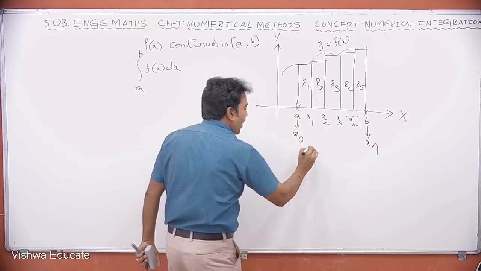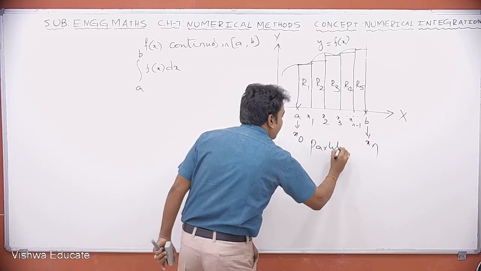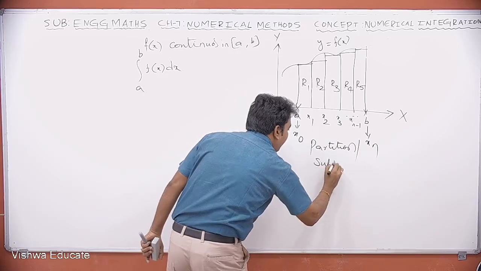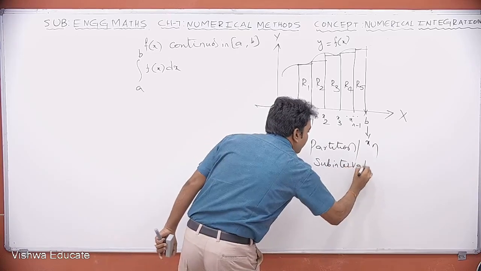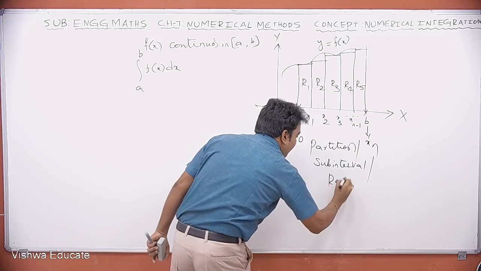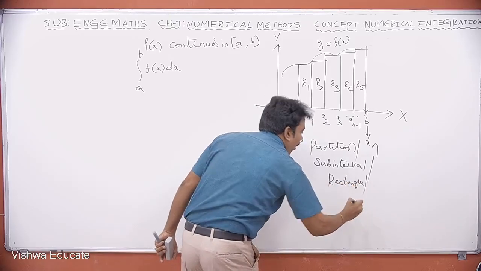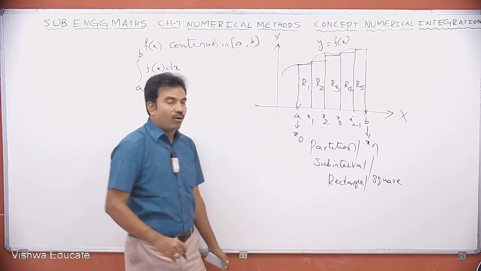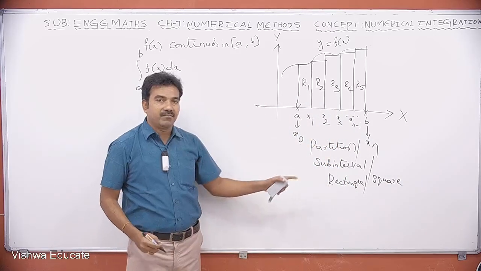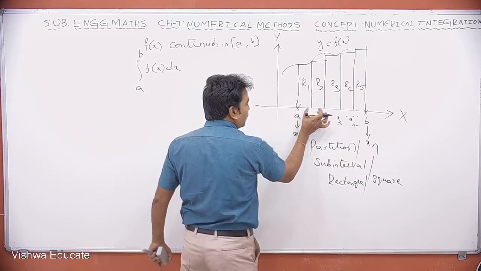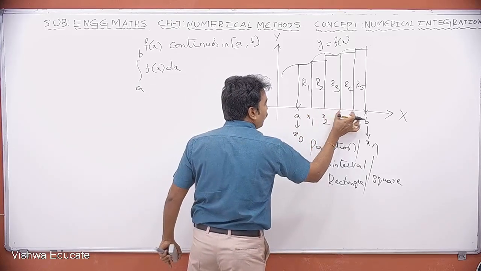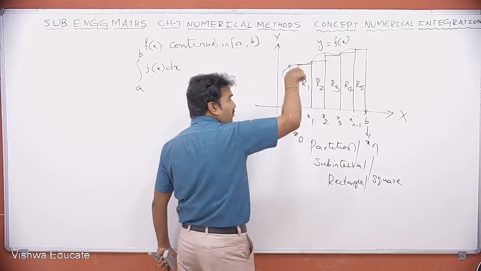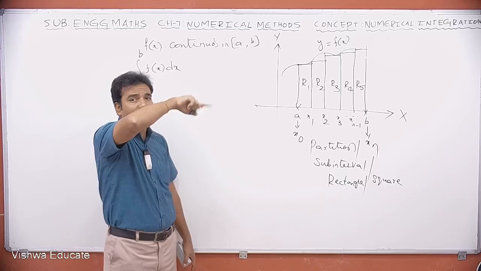We can call them a partition, or subinterval, or rectangle, or sometimes it may be a square. So more technically we call them partitions or subintervals. So this is one partition, second partition, third partition, fourth one, and so on. So the length must be uniform and the breadth may be frequently changing. That depends upon the shape of the curve.